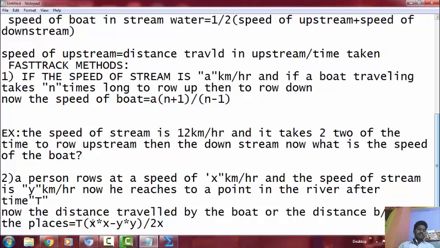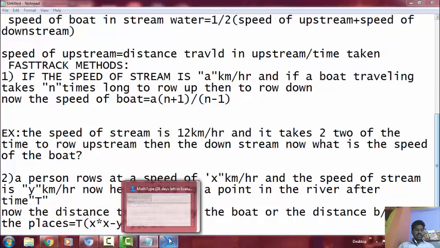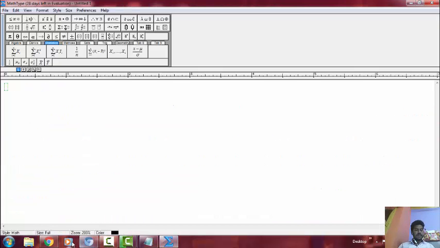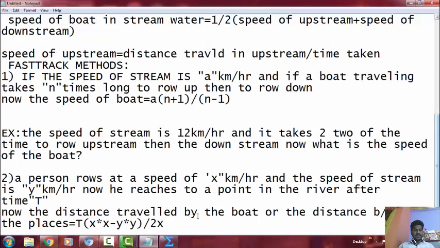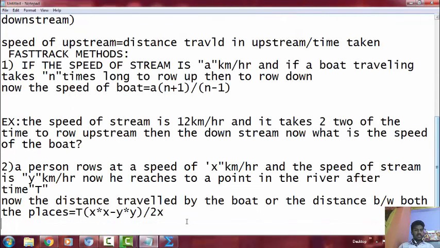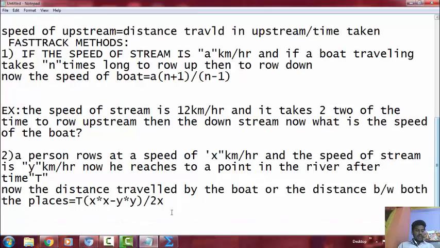Okay, I can write this very simply in math type, and I can write it very easily, but I am not going to disturb you guys. If any one of you is interested in taking notes, you can also take notes. There is nothing wrong in doing that. So as usual, I'll be explaining it with a simple question.